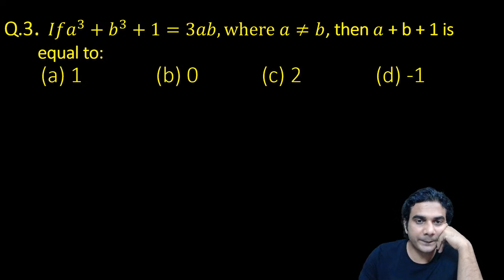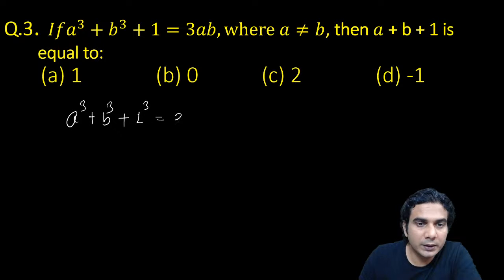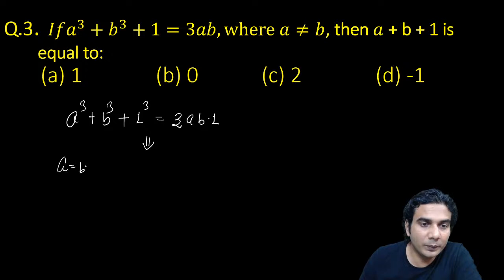Alright, so let's discuss it. So in this we have a cube plus b cube plus c cube is equal to 3abc. Now what is the c? In place of c we have put 1, right? So 1 is there in place of c. So a cube plus b cube plus 1 cube, alright, is equal to 3 into a into b into 1, alright. Now you can compare it with a cube plus b cube plus c cube is equal to 3abc. This implies that either a is equal to b is equal to 1 or a plus b plus 1 is equal to 0.